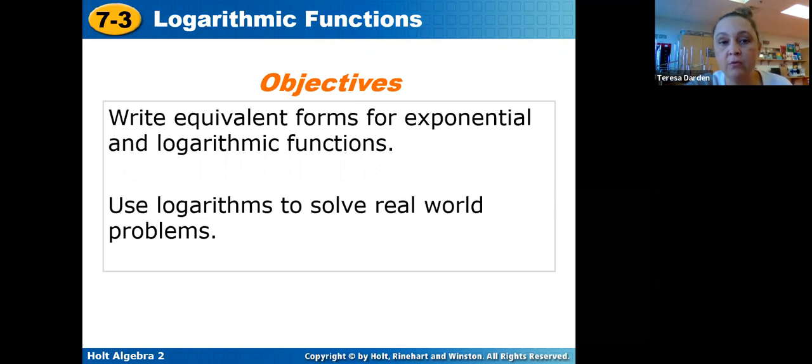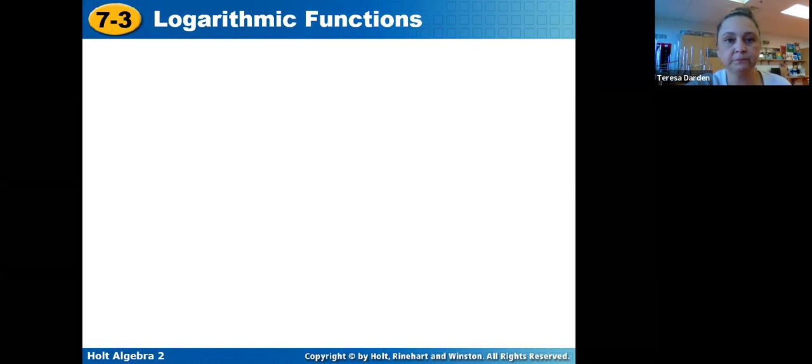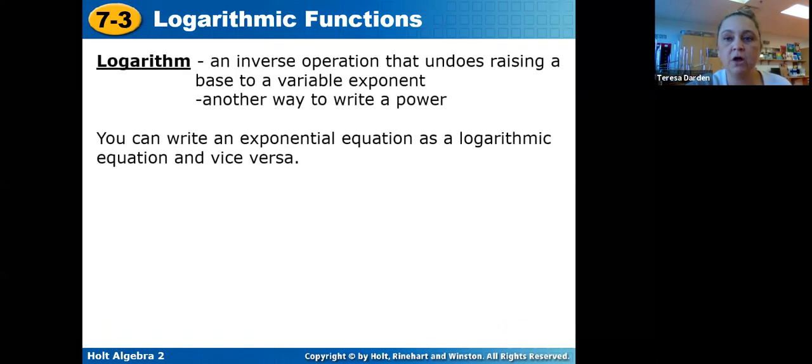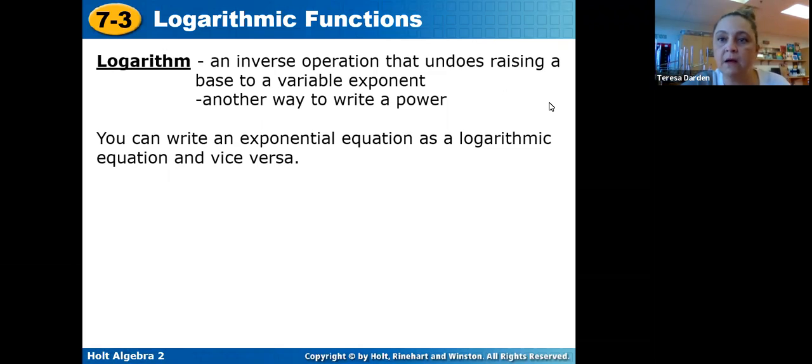So today we're going to learn how to write equivalent forms of exponential and logarithmic functions. It's so easy, kids. It's so easy. We're going to use logarithms to solve some real-world problems. So a logarithm, let me move my face. A logarithm is an operation that undoes raising a base to a variable exponent.